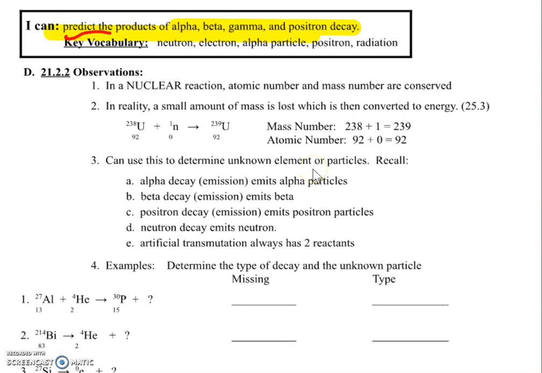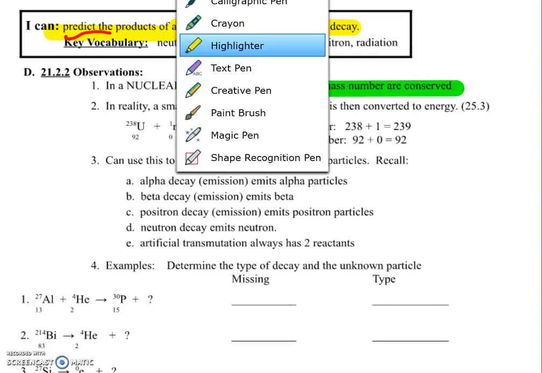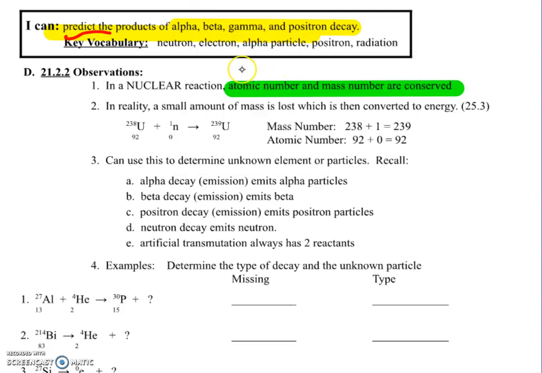In a nuclear reaction, like I hinted at before, atomic number and mass number are conserved. So that kind of goes back to our laws of conservation. We must conserve atomic number. What we're really conserving is charge. And for the mass number, we're conserving total mass. So this is a generalization.